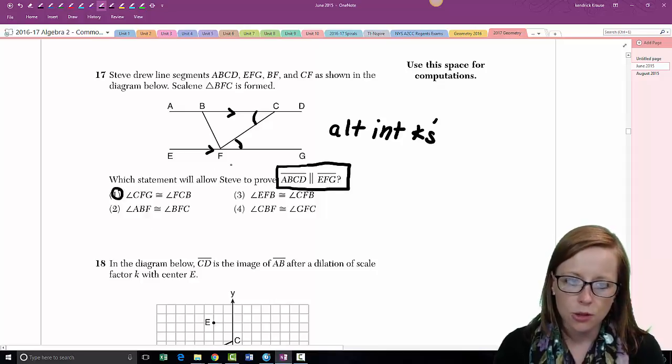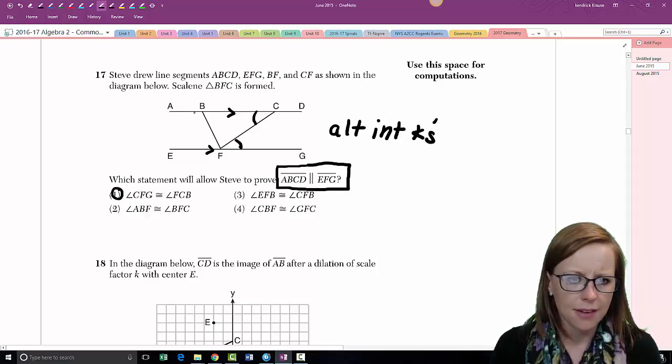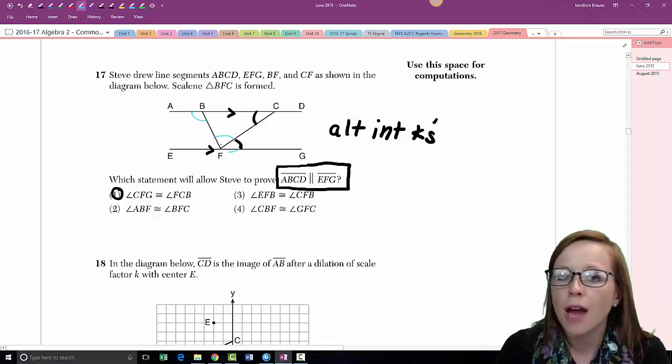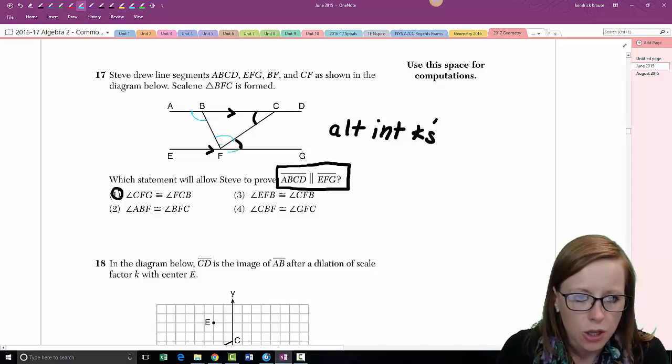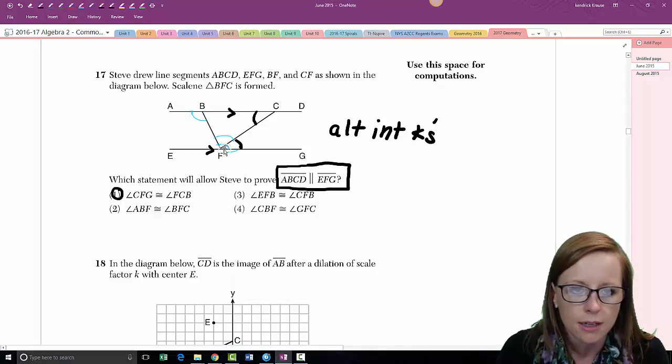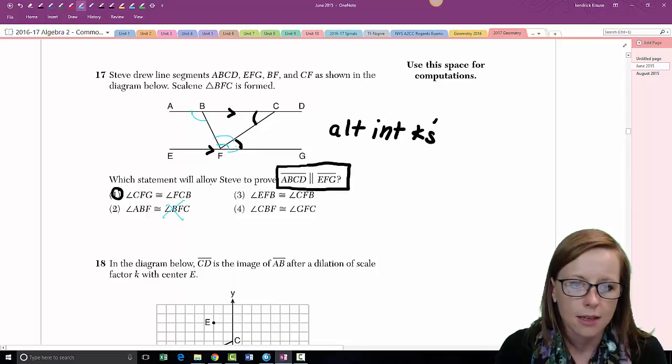Let's talk about why it's not the other choices. ABF is, let me get a different color, ABF is this one. And BFC is inside the triangle. Those look like they're almost alternate interior, but they're not, because F doesn't stretch all the way to the horizontal part. It's missing that little extra blue piece that I'm trying to color in. Okay, so that's not it.